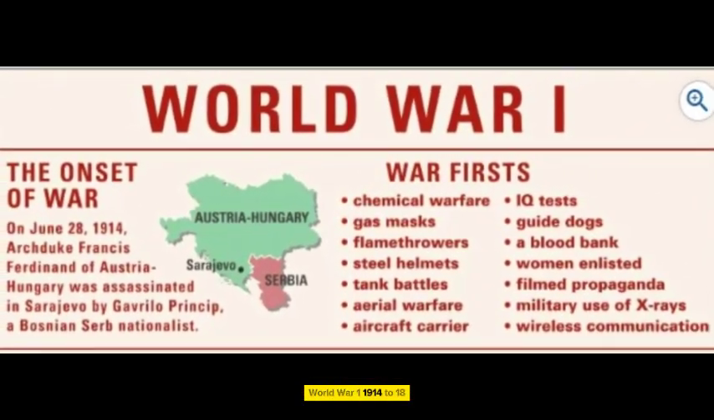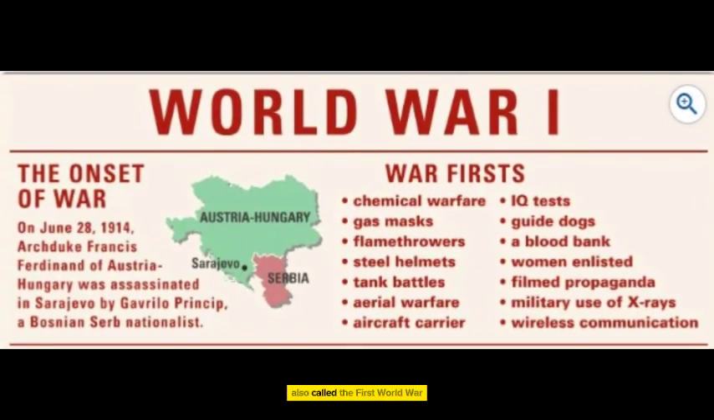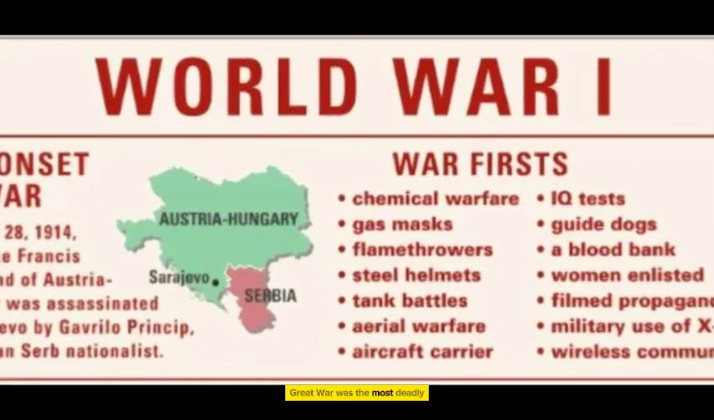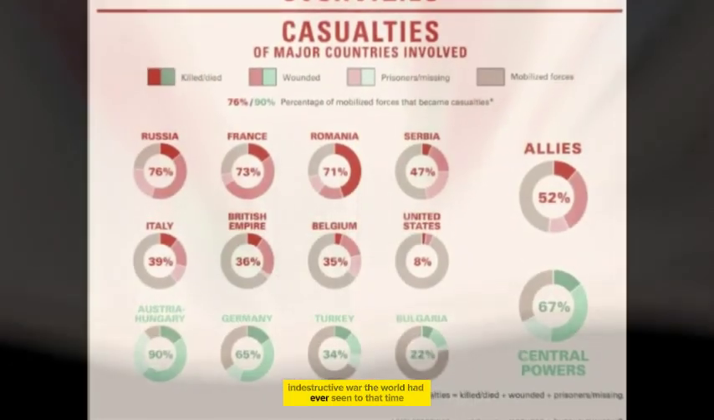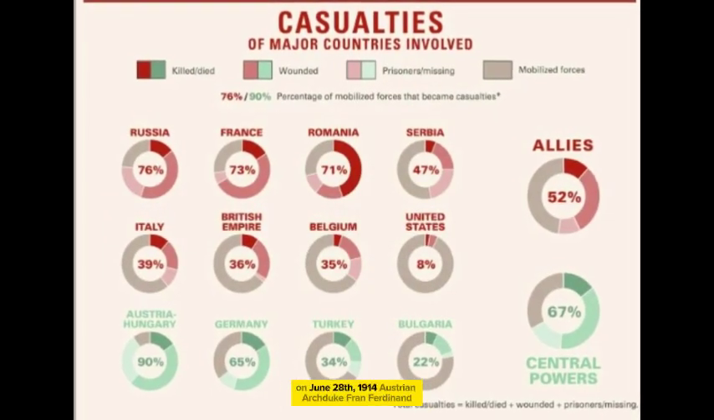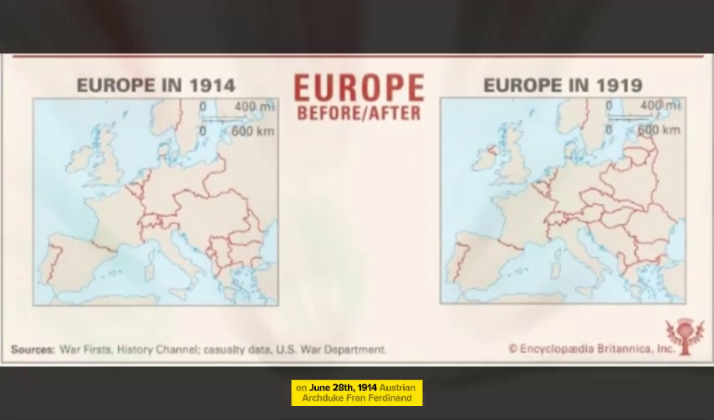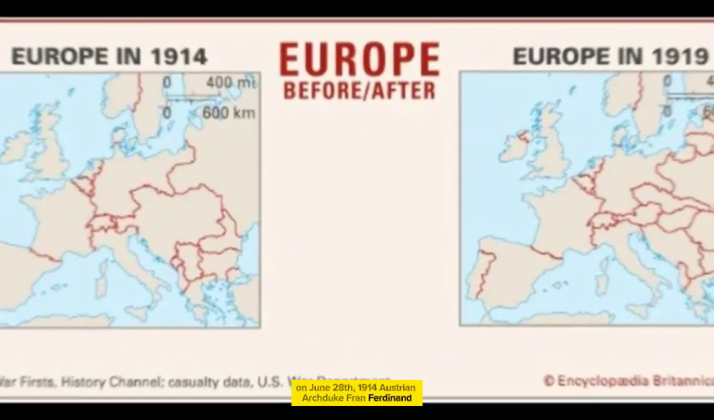World War I, 1914-18, also called the First World War or Great War, was the most deadly and destructive war the world had ever seen to that time. On June 28, 1914, Austrian Archduke Franz Ferdinand and his wife were assassinated by a Bosnian Serb nationalist, leading Austria-Hungary to declare war on Serbia on July 28.